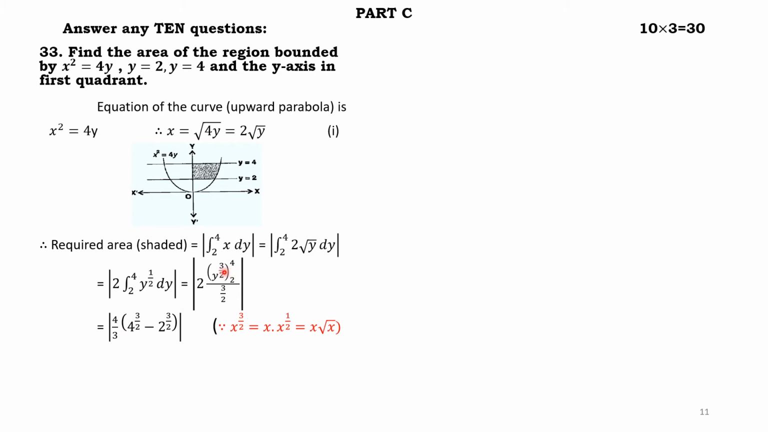Upper limit is 4 to the power of 3 by 2 minus the lower limit 2 to the power of 3 by 2. But we know x to the power of 3 by 2 is given by x into root x. Therefore, 4 to the power of 3 by 2 will be written as 4 into square root of 4, minus 2 times square root of 2. Therefore, simplifying, it becomes 32 minus 8 root 2 divided by 3 square unit. This is also a worked example.